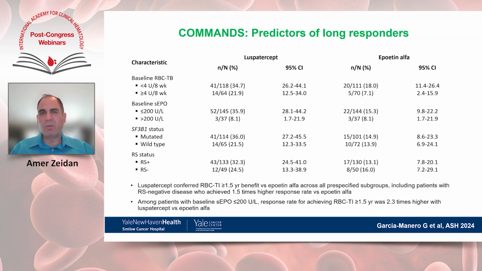And when we try to look within the context of this abstract at predictors of long responders, or what we call super responders who achieve durable responses, I think some of the factors you would expect came up, such as having a low EPO level less than 200, patients who had SF3B1 mutation, and patients who have RS positivity. All of them had a higher chance of being long-term responders. But what was, I think, impressive is even in RS negative patients, there was a significant number of those patients who also achieved durability of transfusion independence, as you can see in this slide.